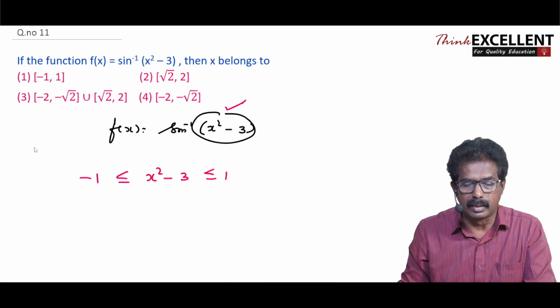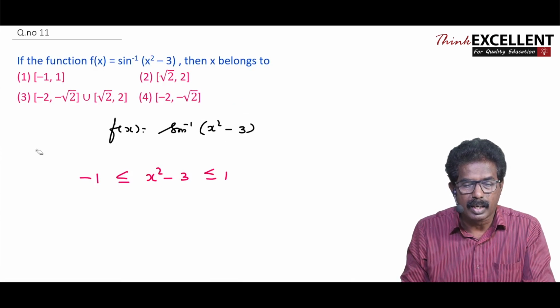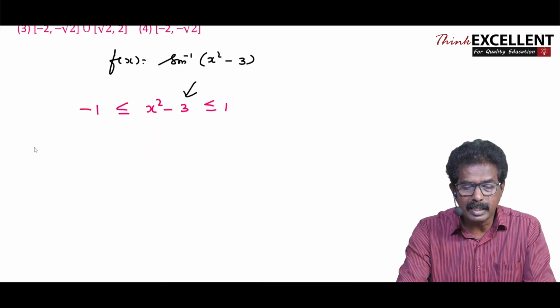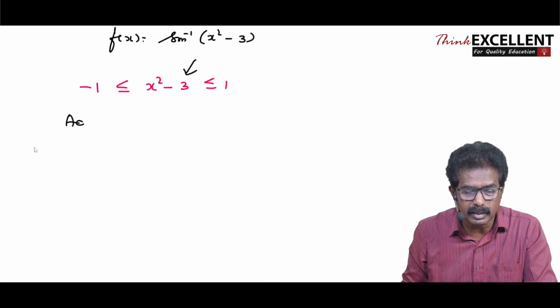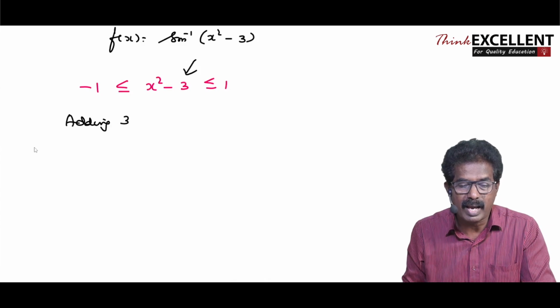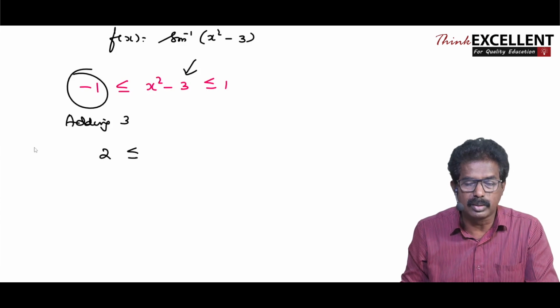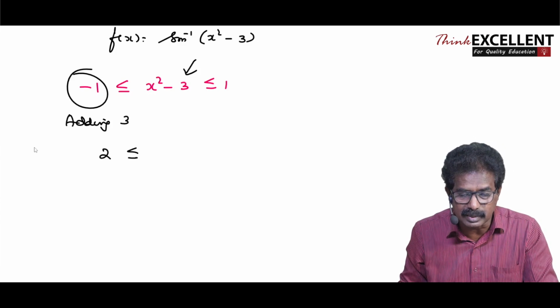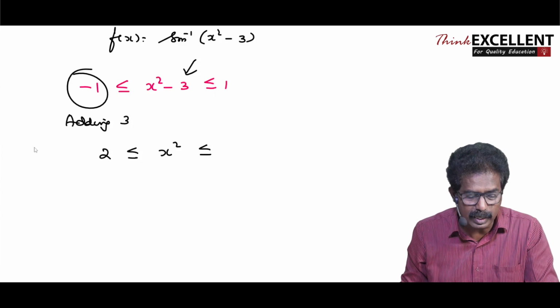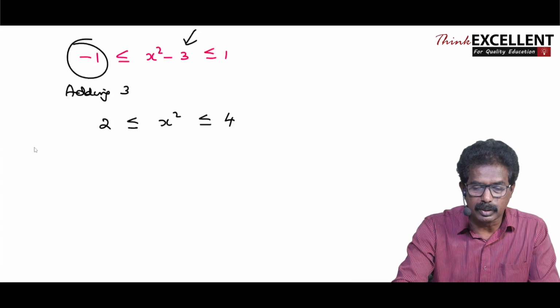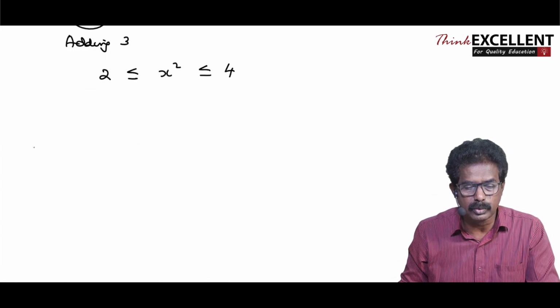Now from here, I want to get only x. First we don't want this minus 3, so what do you do? Add 3 to every term. Minus 1 plus 3 is 2, less than or equal to x square, where the minus 3 cancels, less than or equal to 1 plus 3, which is 4. Now the next step is to take the square root.